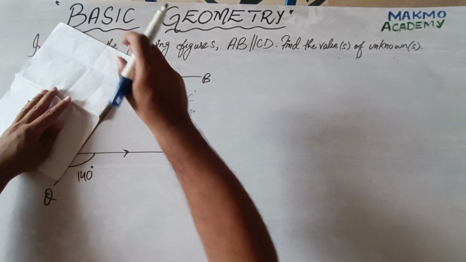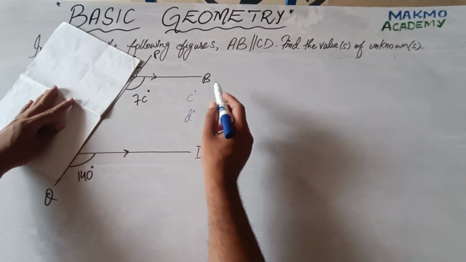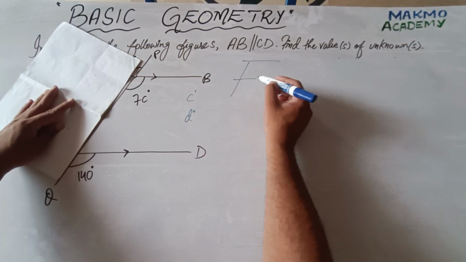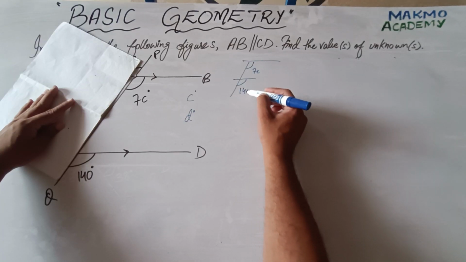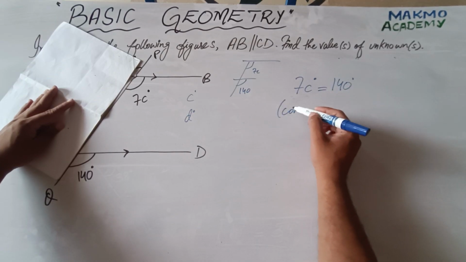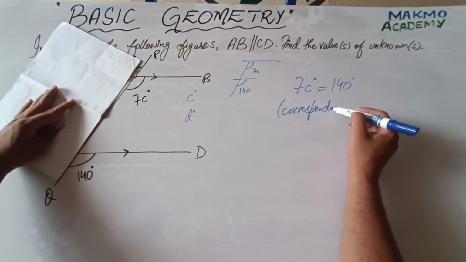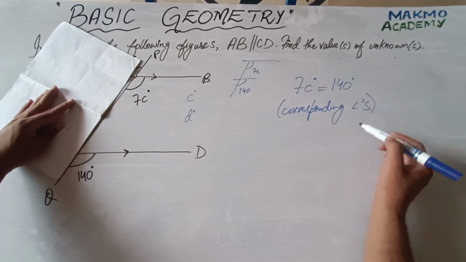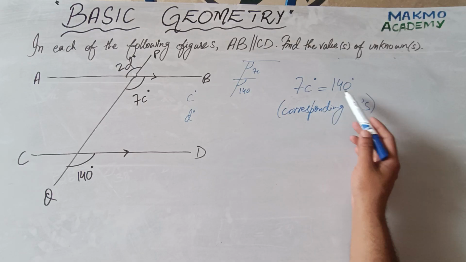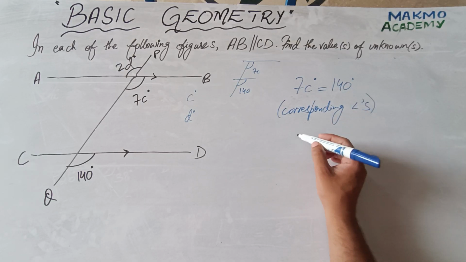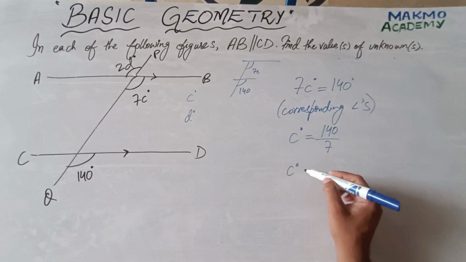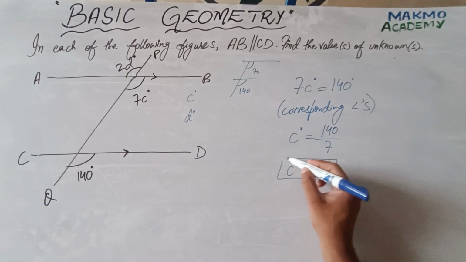If we hide this side of the figure, you can see that 7C and 140 make a letter F. 7C lies over here and 140 lies over here. So 7C is equal to 140 by corresponding angles. Mentioning the reason is very important. It shows that the student knows according to which property we are saying that 7C is equal to 140. Then we need to find the value of C only. 140 divided by 7, so C is equal to 20. We have found the value of C.